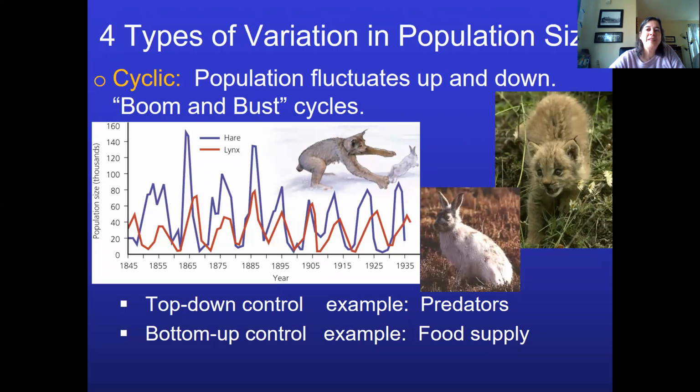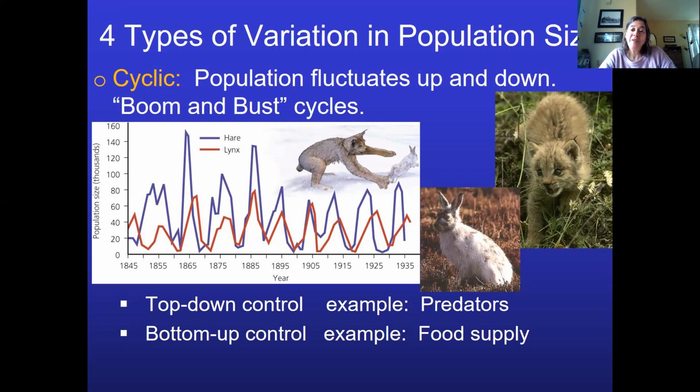They're cyclic, where you get this kind of boom and bust type population. And often this can happen with the predator-prey relationship, that as the hare population goes up, so does the lynx population because they eat the hares. But as they tend to eat too many hares, then the hare population crashes and then the lynx population crashes. And this can go on indefinitely. And you guys learned a little bit about this in that one activity you did.